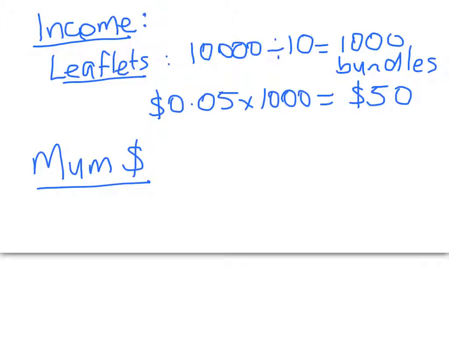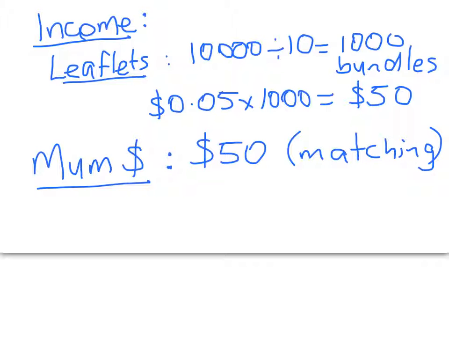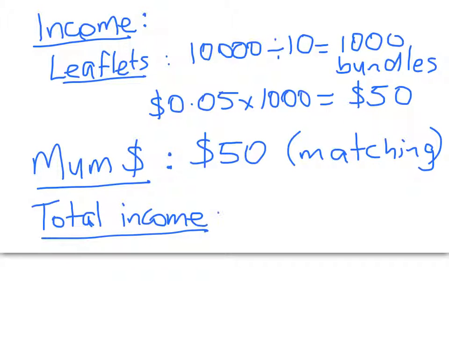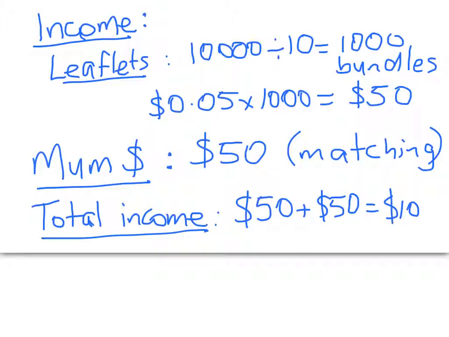She gets money from Mum. Janelle's mother has agreed to pay Janelle a matching amount of money. So matching means the same. So we might just write down $50 and then in brackets, matching. Total income, underline, colon. 50 plus 50 equals 100. Right, now we're going to put that aside until the end of the problem, and we're going to start working out the costs.